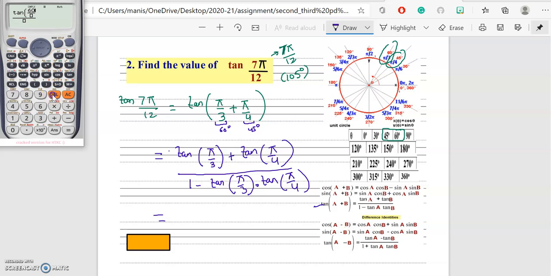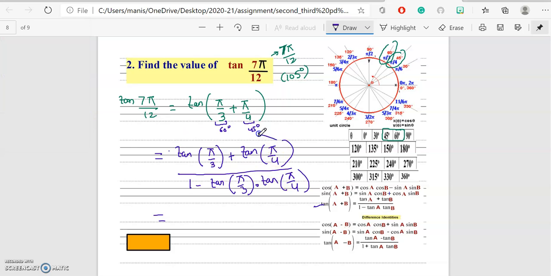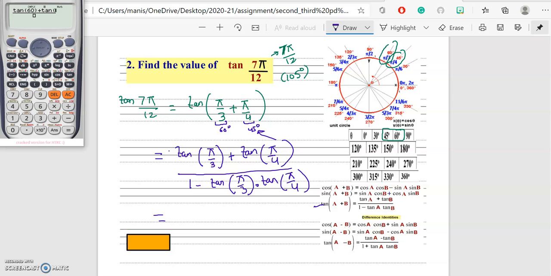I messed up, so I need to delete it. Tangent 60, close parentheses, plus tangent, and you see this pi over 4, which is your 45 degrees. So I will just type 45, close parentheses. In the denominator, I'll write 1 minus tangent pi over 3, which means 60 degrees. 60, close parentheses, times tangent 45.